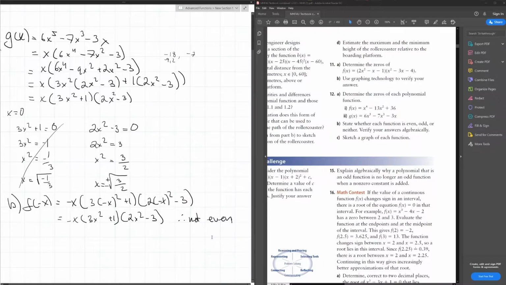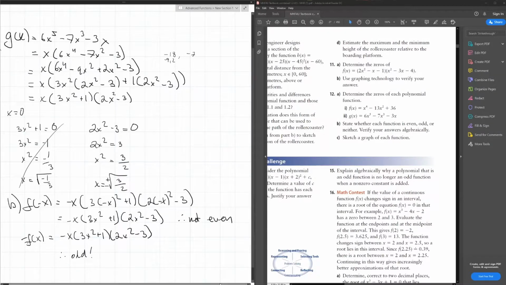Now, let's see if it is odd. So f(-x), sorry, -f(x). I keep confusing that. We just multiply the first term by a negative, and we get -x(3x^2 + 1)(2x^2 - 3), and we see these two are equal, therefore it is odd.